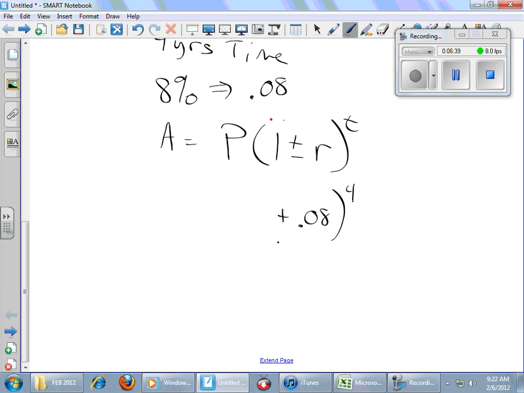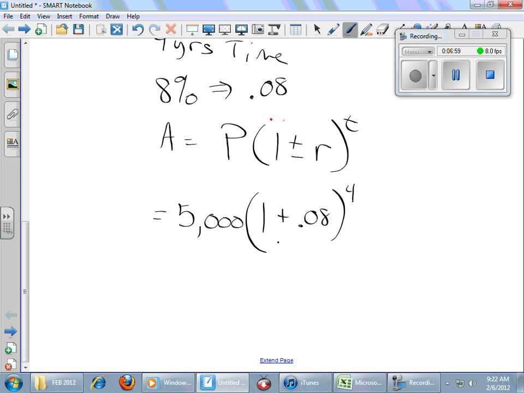Now, this money is growing, so I'm going to use the positive. If it were decaying, I would use the negative. I'll say that again. Since the thing we are investing is growing, we're using the positive. If it were decaying, I would use the negative. All right. The 1 is just part of the formula. It saves us a step later. And the principal is the amount we start with, the $5,000.